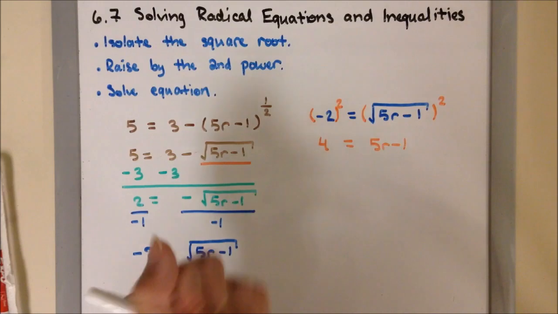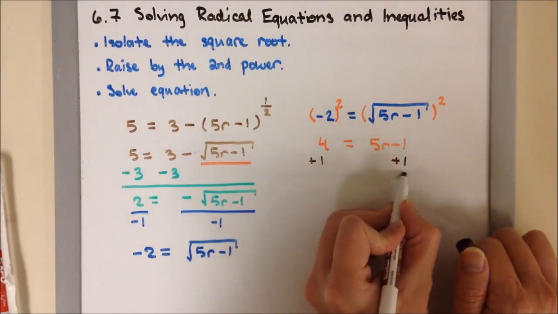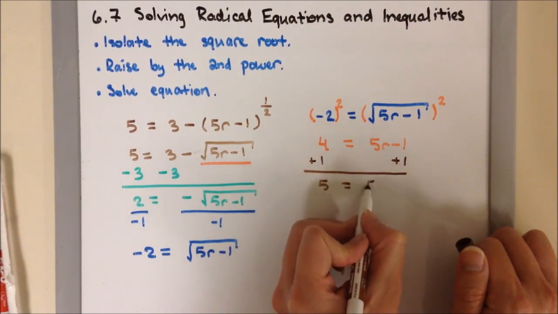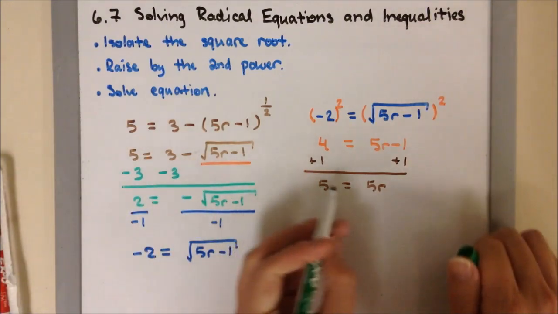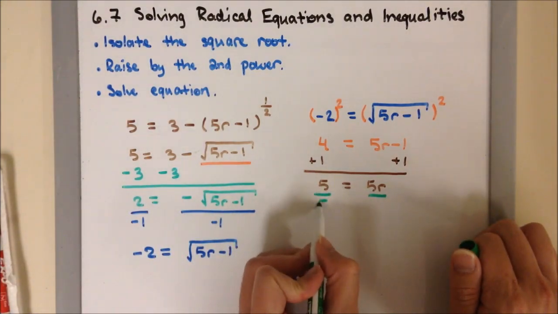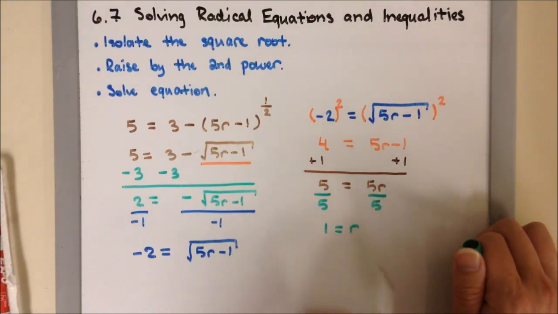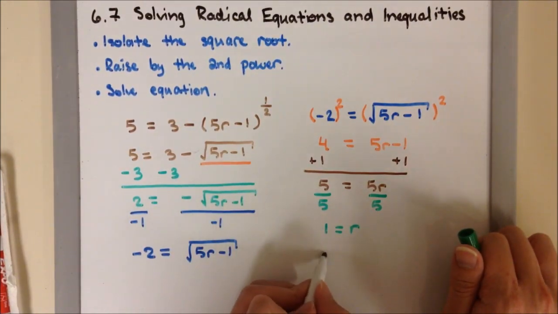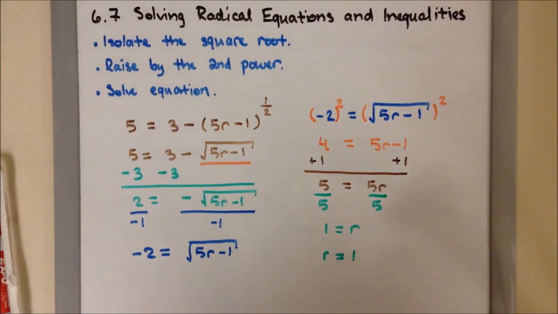After that, I want to get 5r by itself, so I'm going to add 1 on both sides. So on the left is 5, and then on the right side is 5r. After that, I'm going to divide both sides by 5 to get r by itself. So it's going to be 1 equal to r. What you can do is flip the whole side and it will be r equals 1. Now, this could be our final answer.